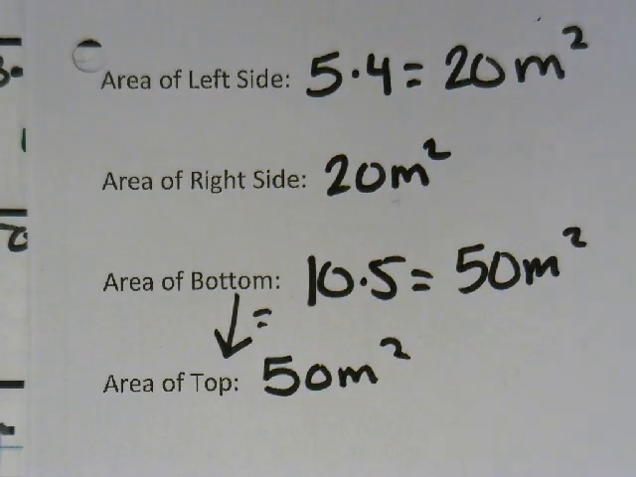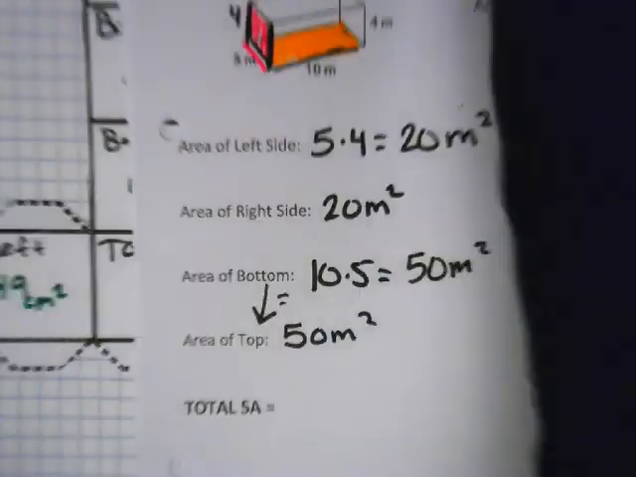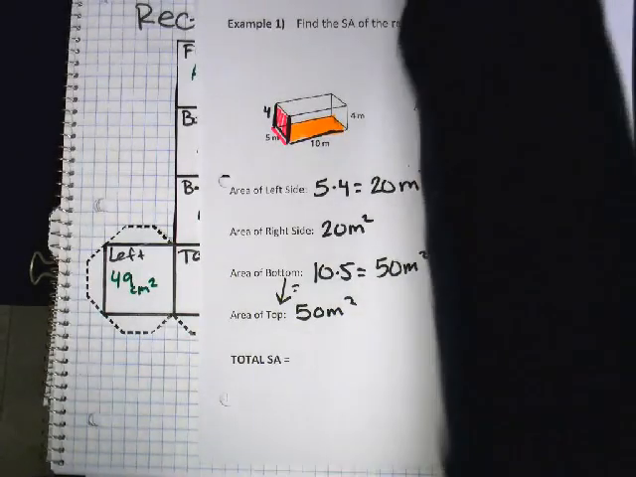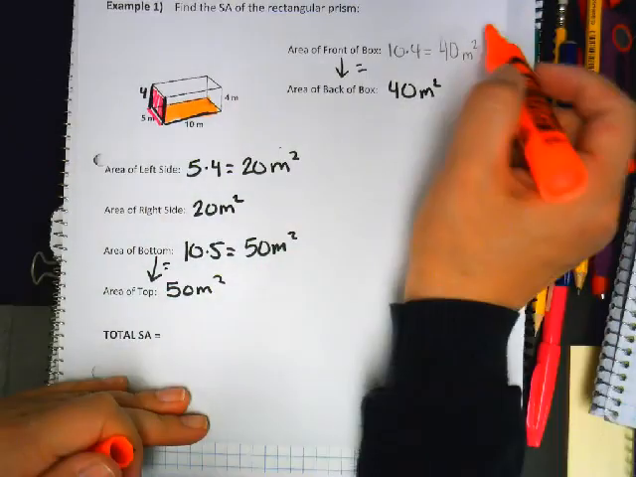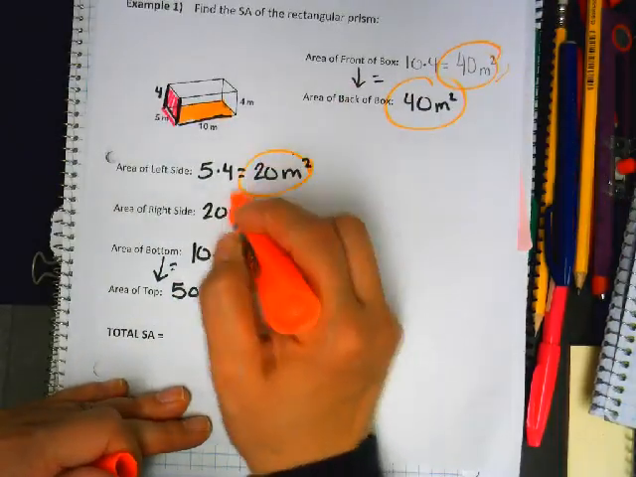All right. Now, how do I find surface area? What do I have to do to all of these numbers? Add them. So add 40, 40, 20, 20, 50, 50.